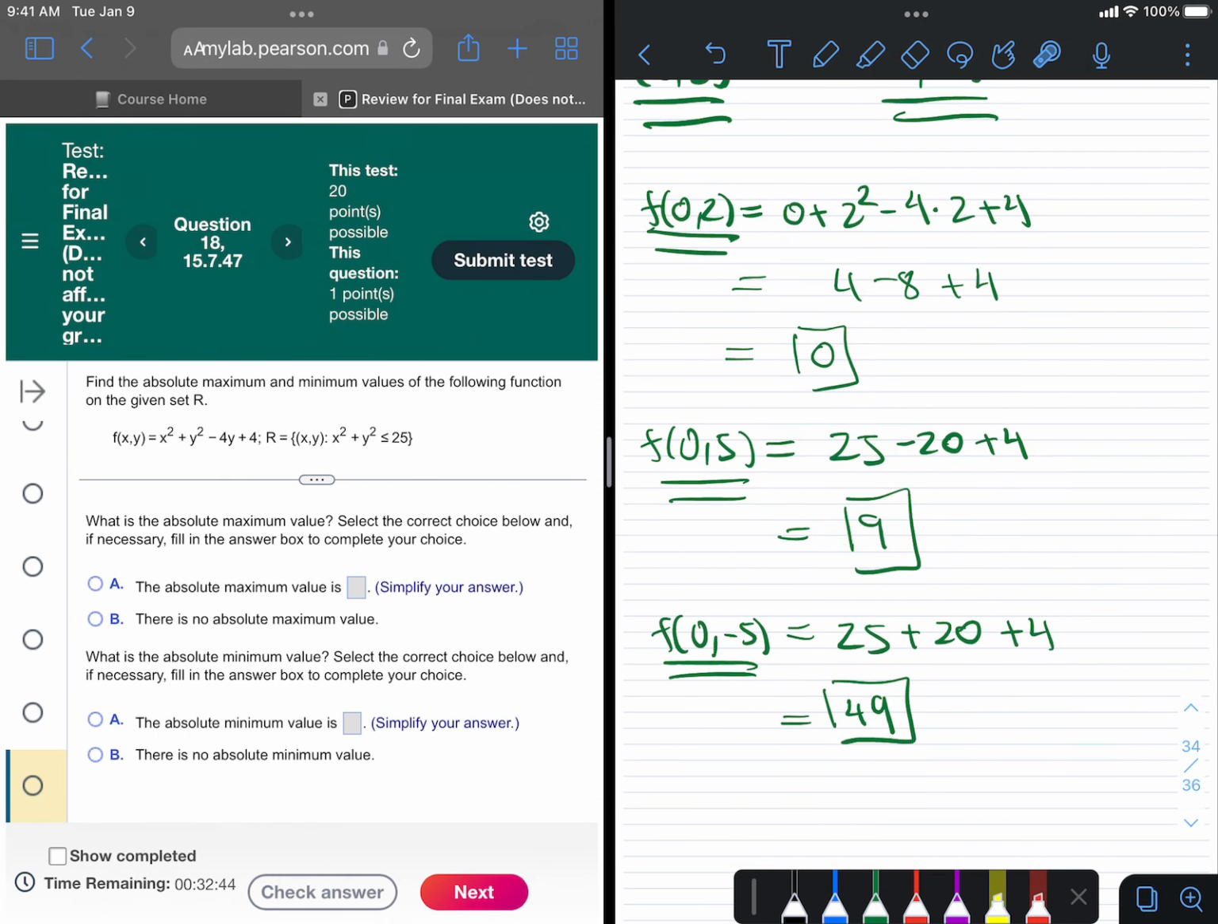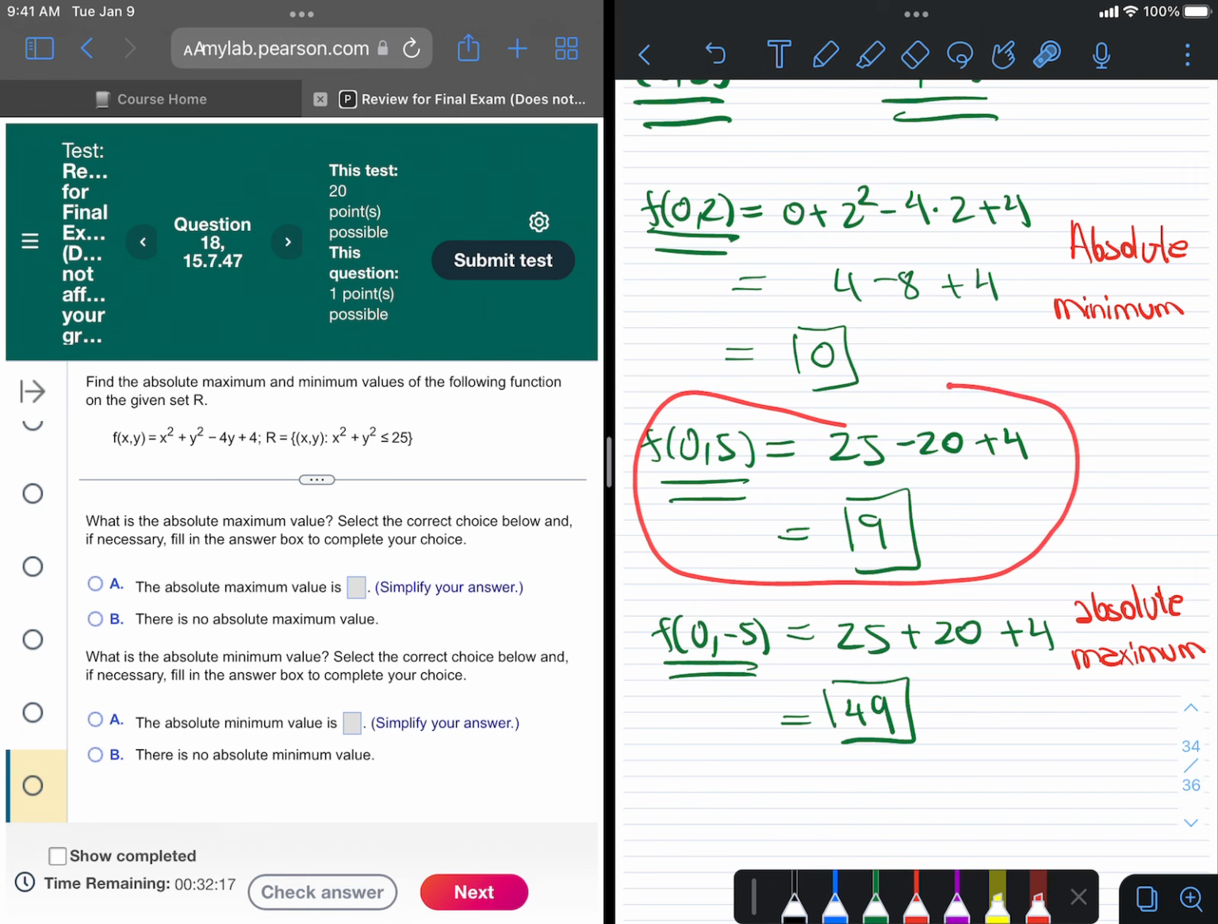So out of these 3, I look at which one is the lowest value. The lowest value is the absolute minimum, of course. And the highest value is the absolute maximum. Now, we don't even know if this is a local min or a local max. It could even be a saddle point, but it doesn't matter. That's not what we're looking for in this particular question. So the absolute maximum value is 49. The absolute minimum value is 0.